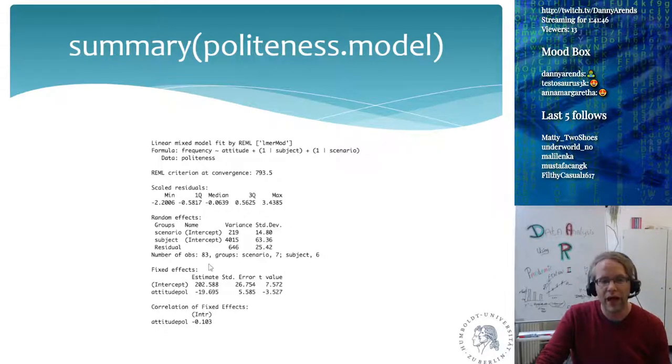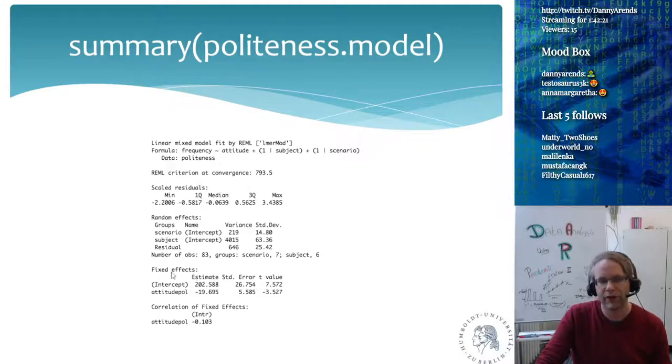It will tell you now the number of observations, and it will tell you the groups. And this is relatively important, because the number of observations is the amount of degrees of freedom that you have in your model. So in total, we have 83 observations, but these 83 observations are grouped into 7 scenarios and 6 subjects. So we're only looking at a single sex, right? Because I left sex out of the model, I'm only looking at the males because we have 6 males and 7 females.